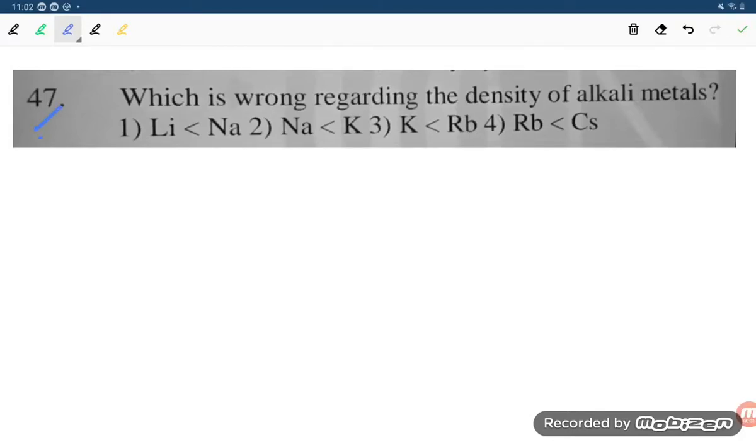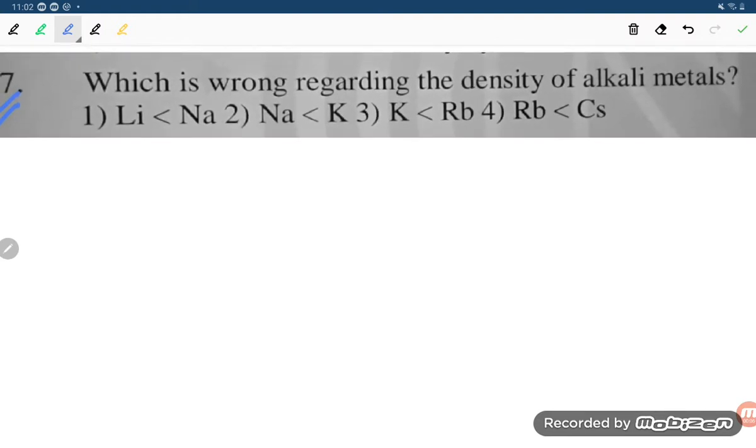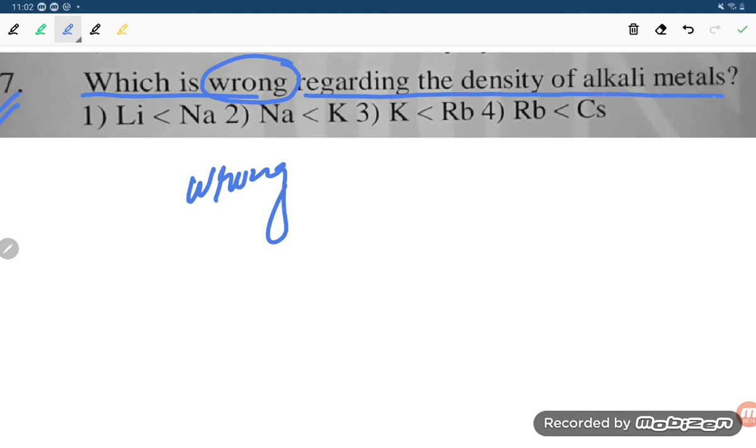Hello student, let us see problem number 47. What is the problem, student? Firstly, keep in mind, they are asking for the wrong one, not the correct one. Which is wrong regarding the density of alkali metals?